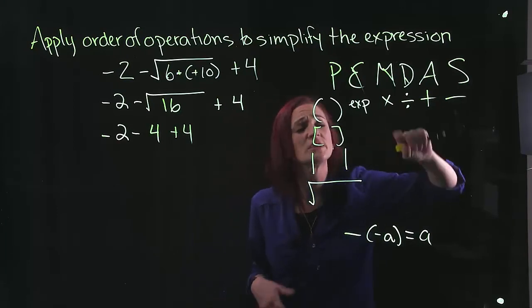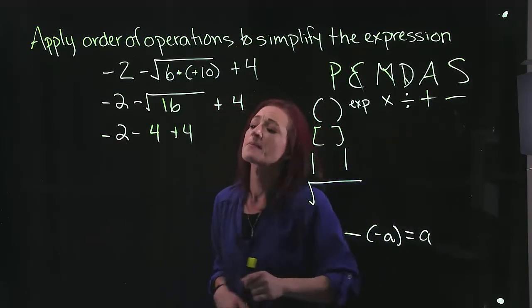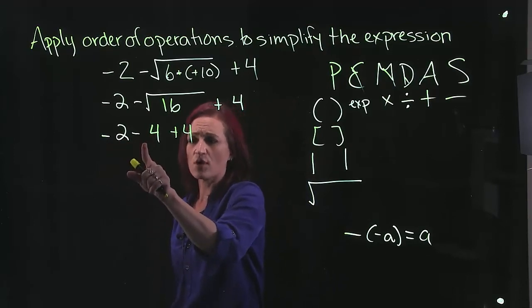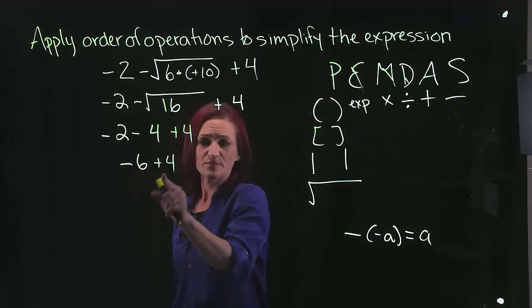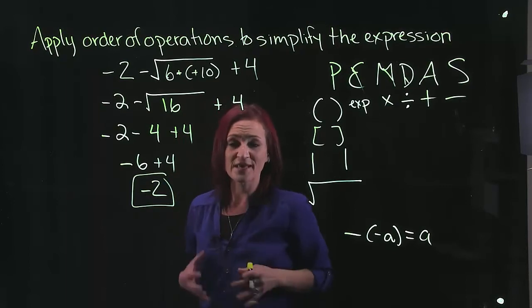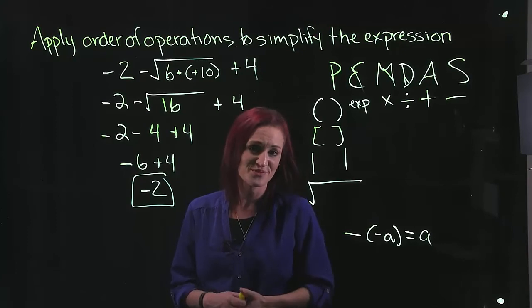And keep in mind that we do addition and subtraction at the same time in order from left to right. So let's just go left to right here. -2 minus 4 is a -6. And then -6 plus 4 is a -2. So we are left with a -2 as our final answer for this problem. Otherwise, that's it for this video.